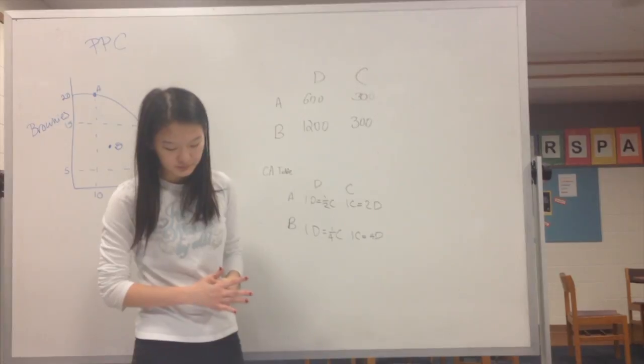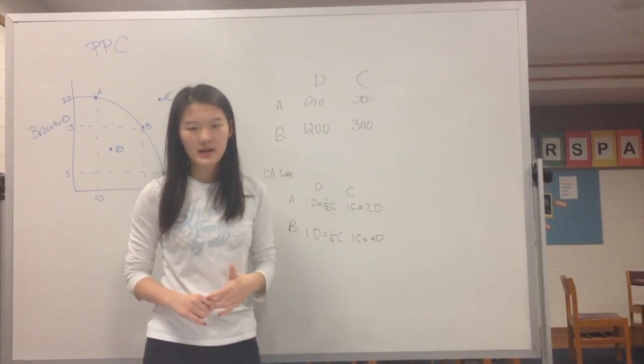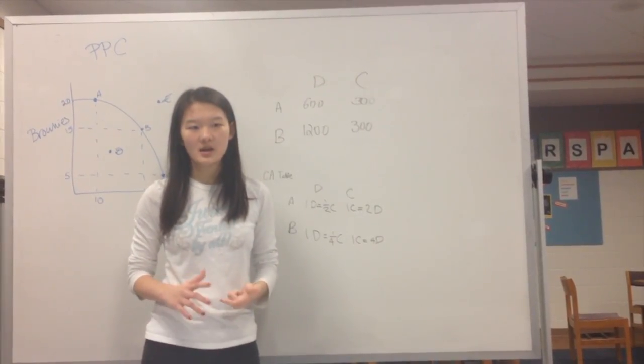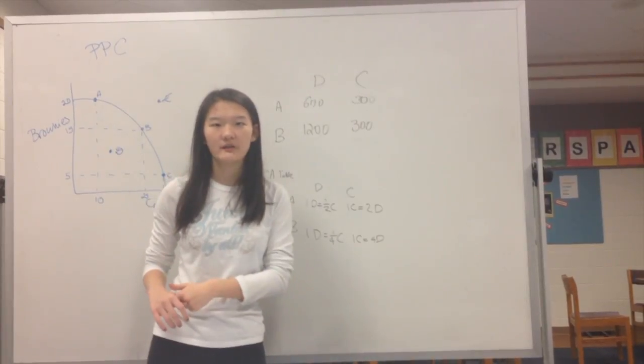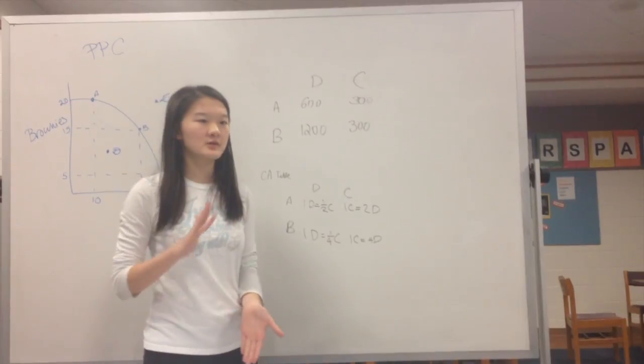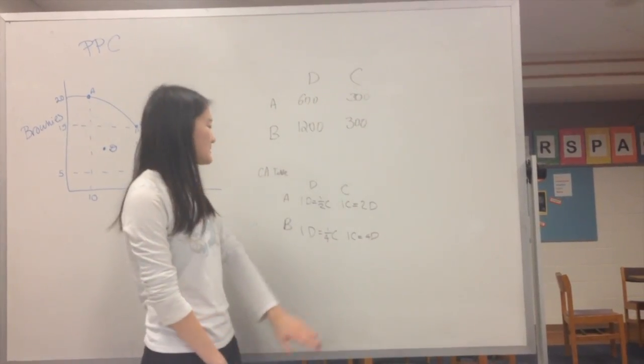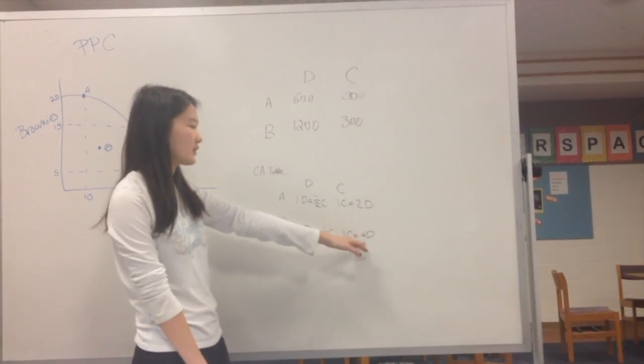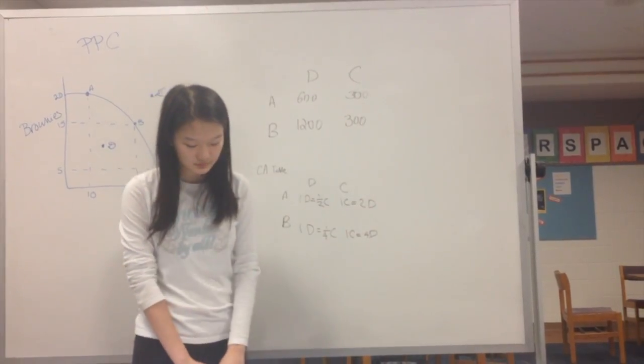Question 2 asks about which country will import cakes, which means which country does not have the comparative advantage of producing cakes. So that means the opportunity cost of producing one cake is higher. In this case, it's company B because 4 is greater than 2.